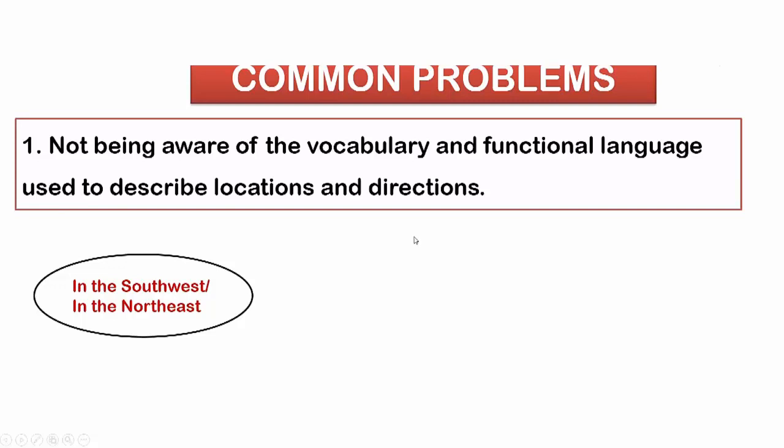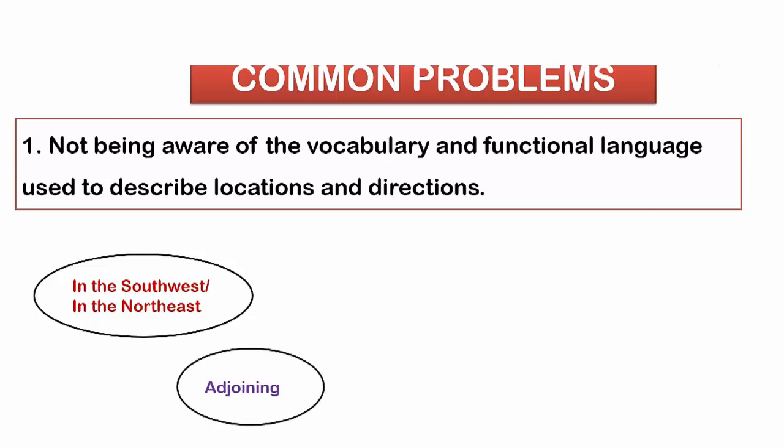Okay, southwest means in the middle of south and west. So you have south here, west here, so southwest is in this part of the map. And northeast is north and east, so you go here, in that corner.